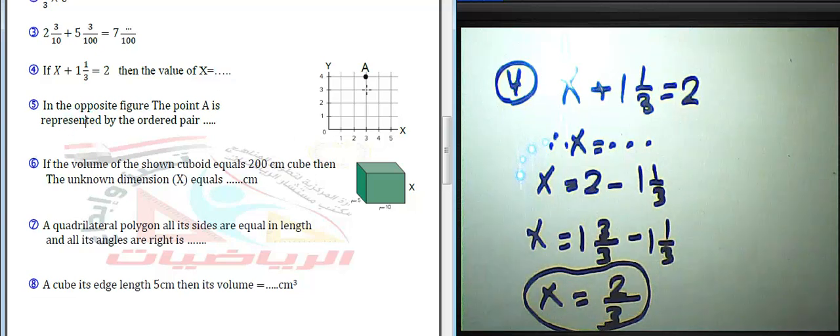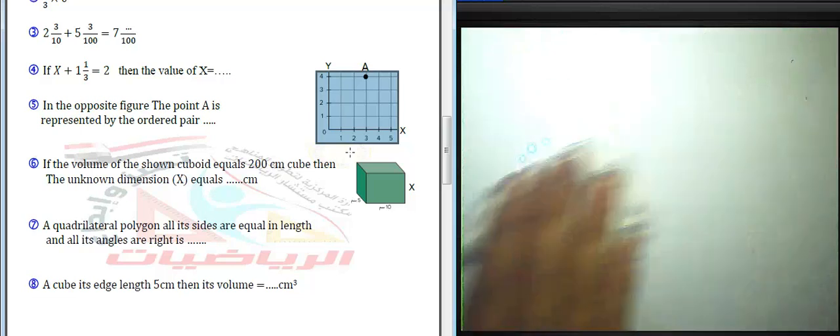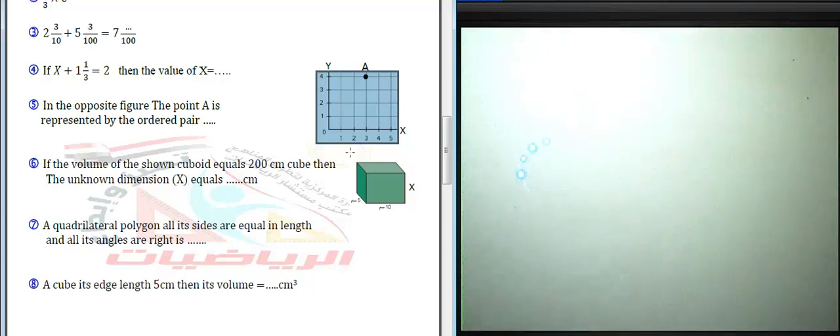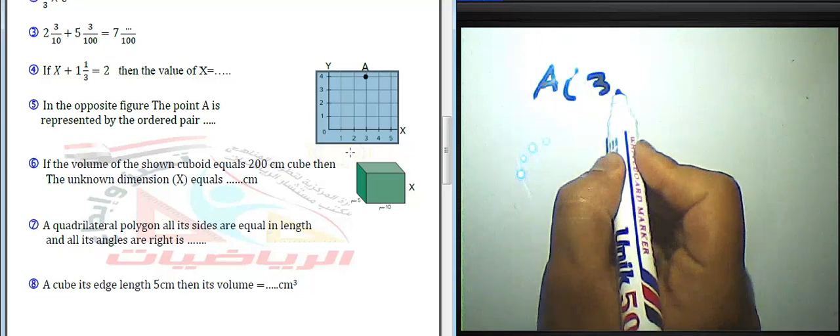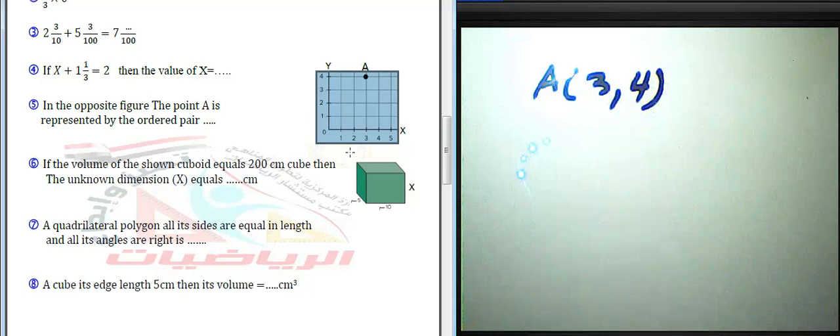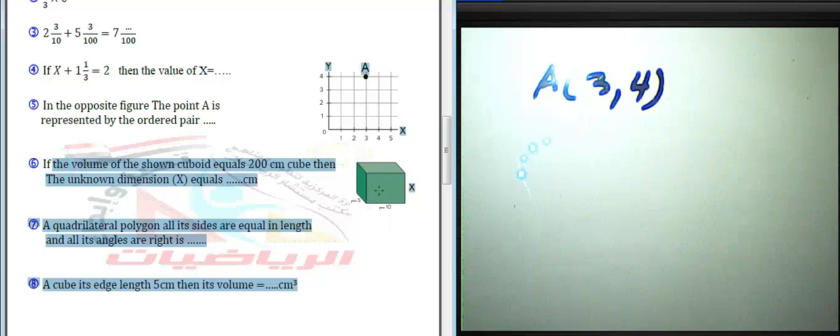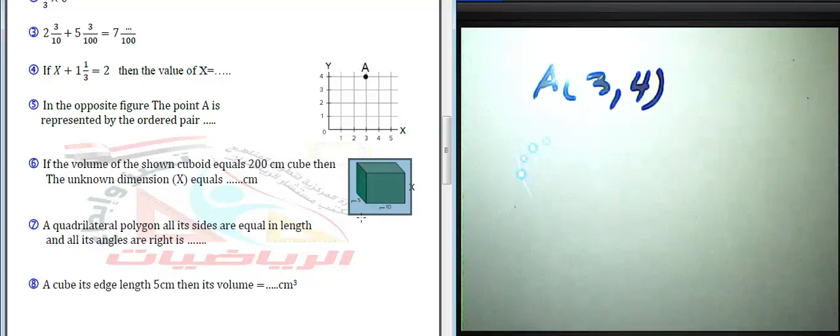In the opposite figure, the point A is represented by the ordered pair. Look here. We begin here on the x-axis at 3 and go up 4 units. So the ordered pair will be 3 and 4. The ordered pair of A equals 3 and 4. Okay, write here in this space A is 3 and 4. Okay. Question 6.